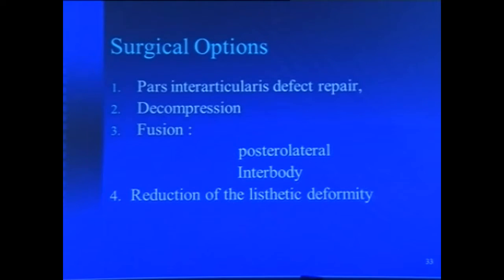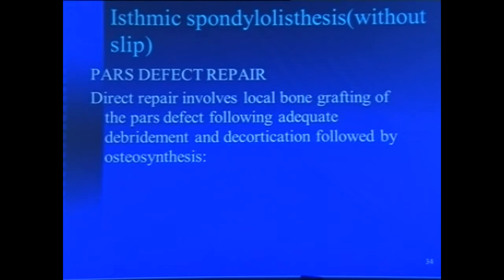They are pars interarticularis defect repair, decompression, fusion, which could be posterolateral or interbody, and reduction of the isthmic deformity. And how do we do it? The pars interarticularis defect, if there is no slip, we will go to the defect, freshen the edges, put the screw in the form of osteosynthesis, and do bone grafting.